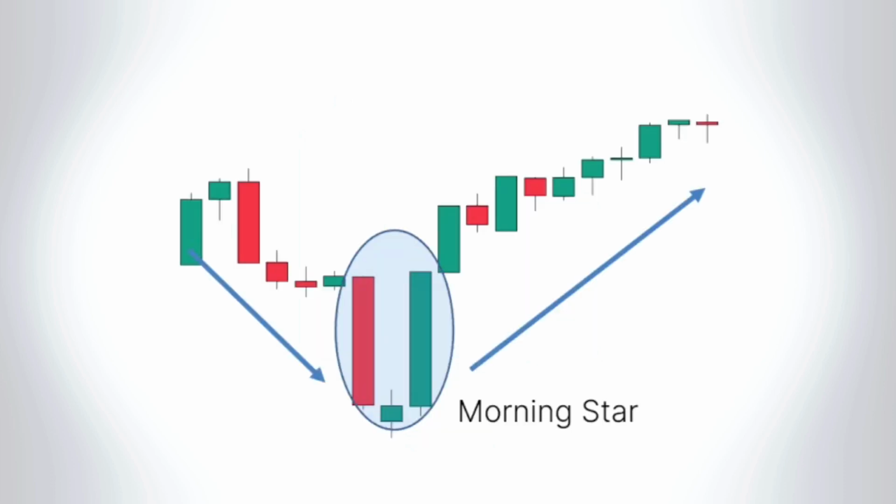Morning Star is a three-candle bullish reversal pattern that signals potential of a trend reversal from a downtrend to an uptrend. This pattern reflects a shift in market sentiment where bearish momentum weakens and bullish strength takes over. Now, how do you identify Morning Star candlestick on the chart?